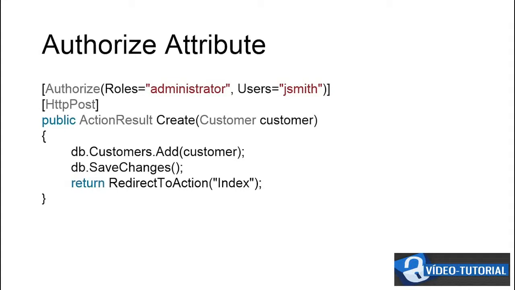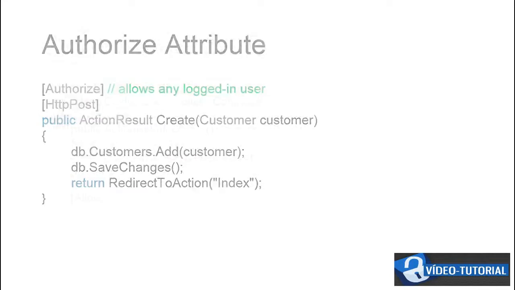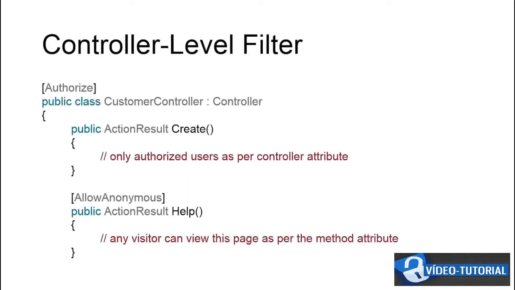Smith, regardless of what roles he or she is assigned. If you just want to require that a user be logged in and deny access to anonymous visitors, use an authorize attribute without parameters. These attributes can also be used to decorate a controller class. In this example, every method in the customer controller would require authentication by default. If you find that there are some exceptions and you need to override that at the action level, you can use the allow anonymous attribute.